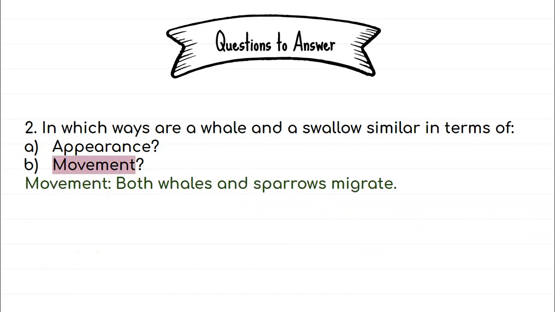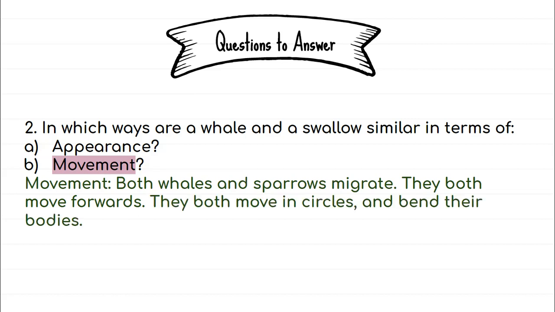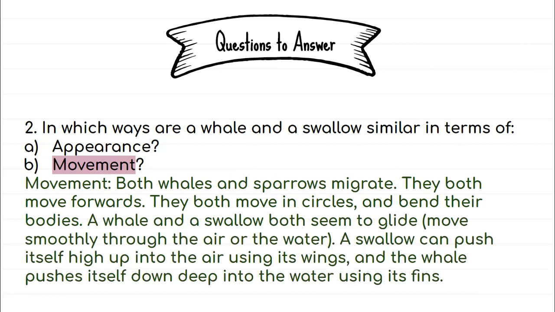And then movement. All right, so there's a difference between appearance, which is the way something looks, and the movement. So a few things. First of all, both whales and sparrows migrate. That means they go from region to region according to the season or the weather. You could have said they both move forwards. You could have said they both move in circles or have a circular movement and bend their bodies. A few people said that a whale and a swallow both seem to glide. So that means they move smoothly, could be through the air or the water.